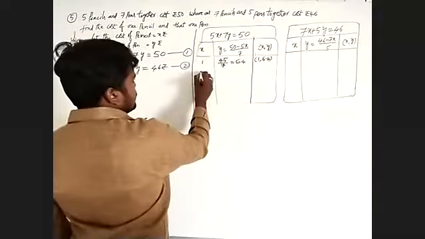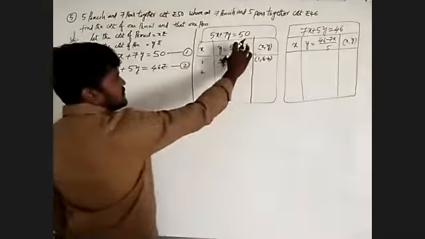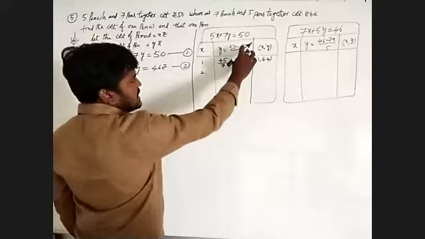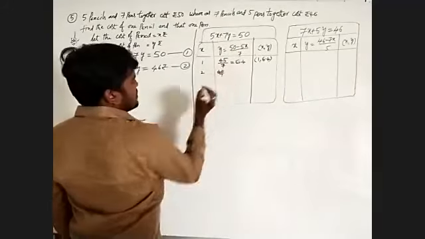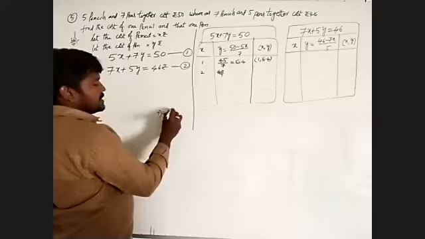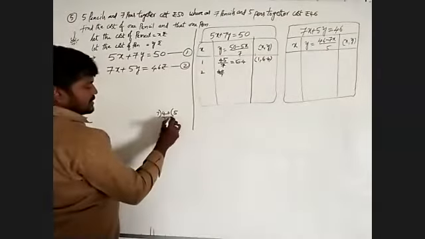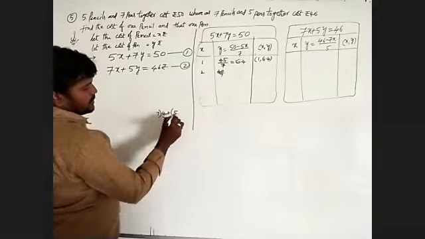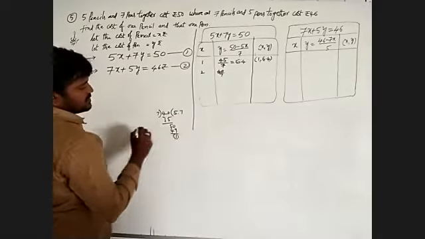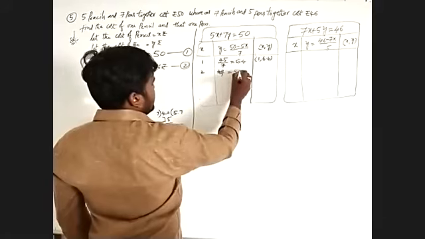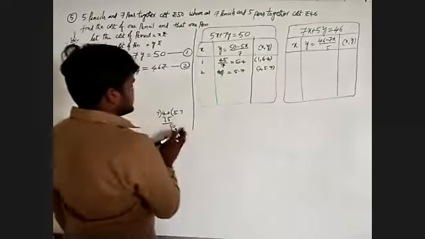After that, let x is equal to 2. That means 50 minus 5 into 2. 5 twos are 10. 50 minus 10 becomes 40. 40 by 7. 7 fives are 35. Remaining is 5.0. 7 sevens are 49. Then remaining is 1. That way I have to take 5.7. That is the point 2 comma 5.7.